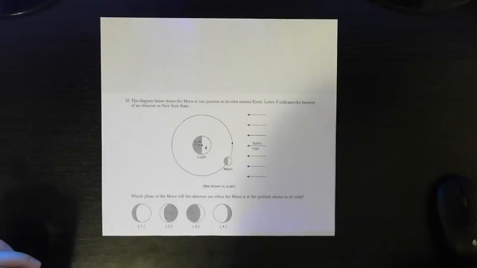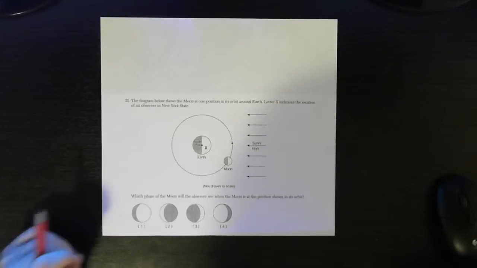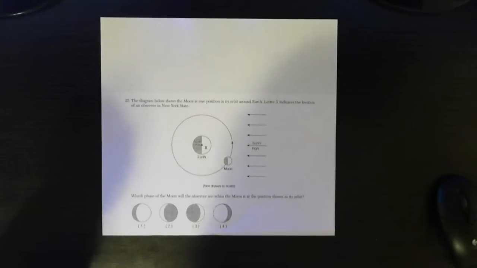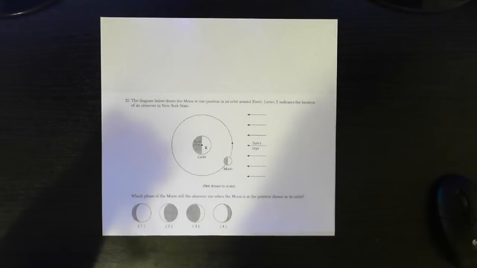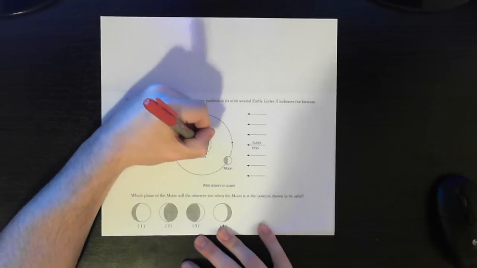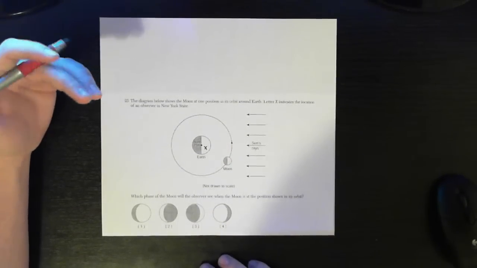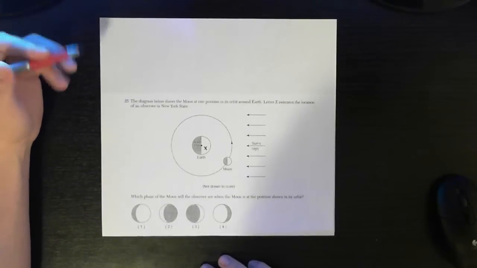Okay, question number 25. I'm doing another actual video for it rather than just audio. So number 25, it says, the diagram below shows the moon at one position in its orbit around Earth. Letter X indicates the location of an observer in New York State. So what they're asking is, if you're standing here on this X, I'm just going to color in red a little bit, what is the moon actually going to look like?